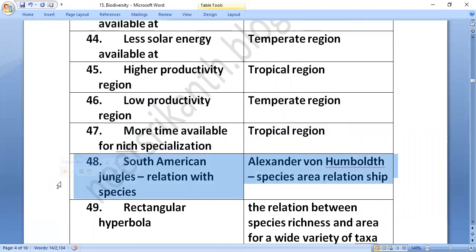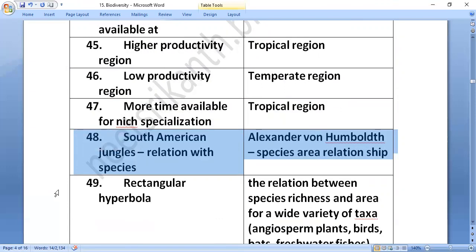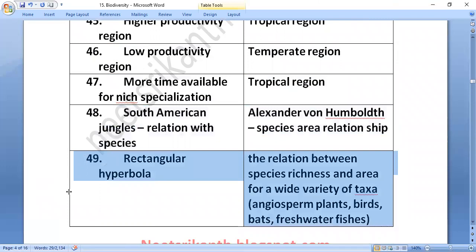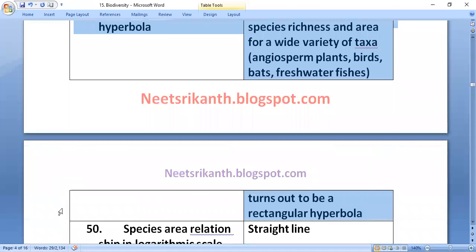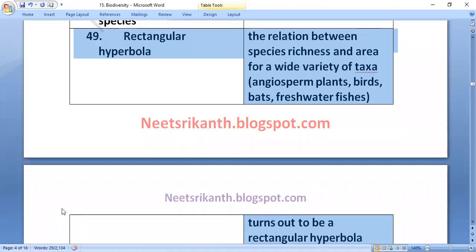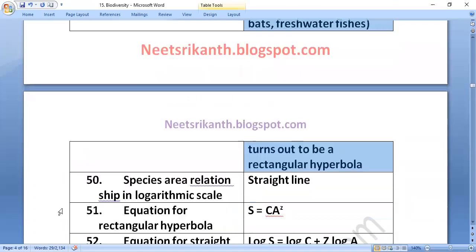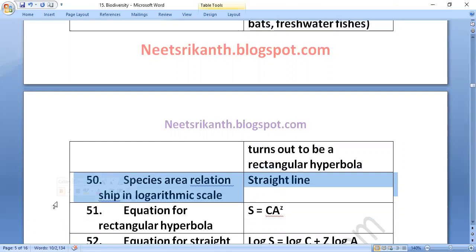From his South American jungle studies, Alexander von Humboldt explained the species-area relationship. The relation between species richness and area for a wide variety of taxa like angiosperm plants, birds, bats and freshwater fishes turns out to be a rectangular hyperbola. On a logarithmic scale, the species-area relationship is a straight line.